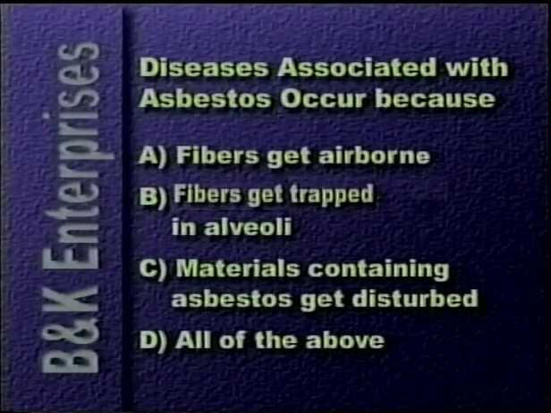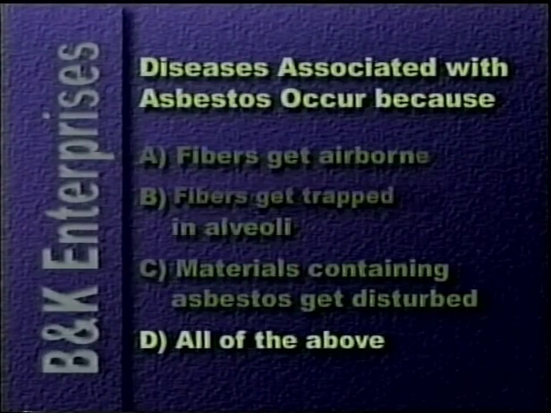Number 9. Diseases associated with asbestos occur because A. Fibers become airborne, B. Fibers get trapped in the alveoli, C. Materials containing asbestos get disturbed, or D. All of the above. The correct answer is D. All of the above.